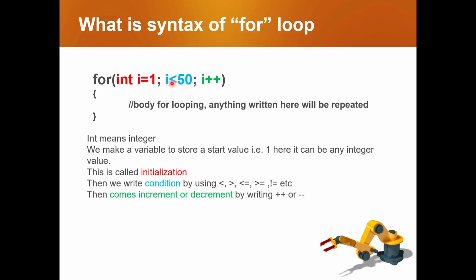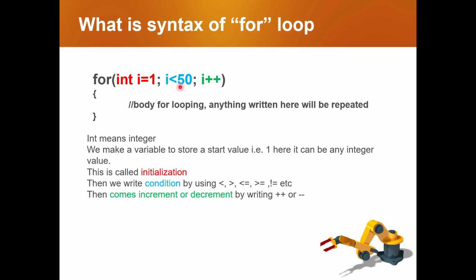That means this is a conditional statement. This can be less than, less than or equal to, or greater than or equal to. And this exclamation equals, !=, means not equal to. So this is a condition. First is initialization, then second is condition. So I will tell starting from 1 up to what number I should increase or decrease i. So this loop will be running up to how many times? 49 times, because i is less than 50.